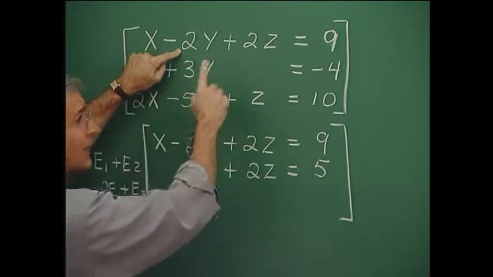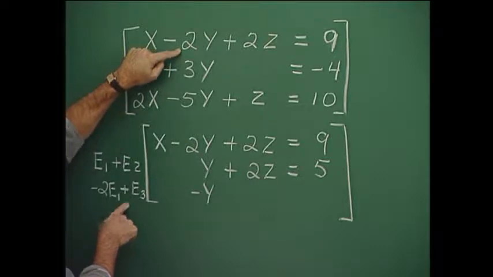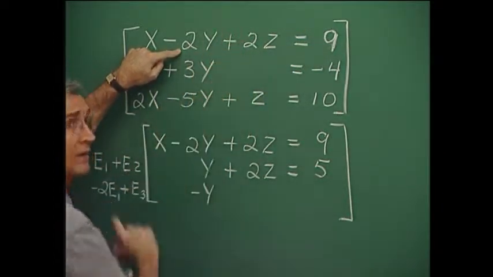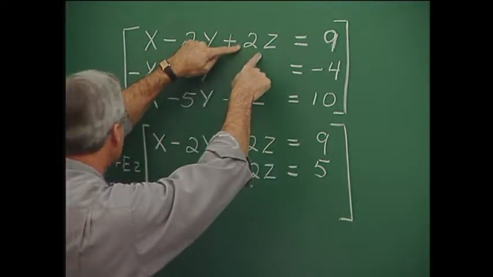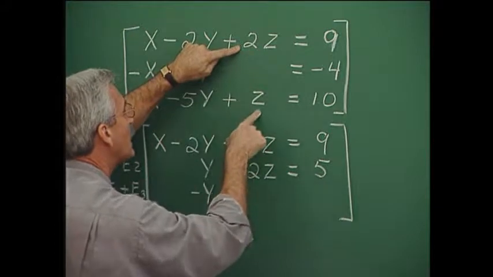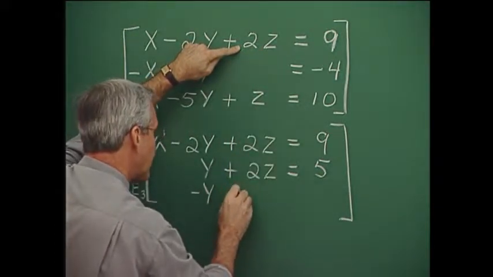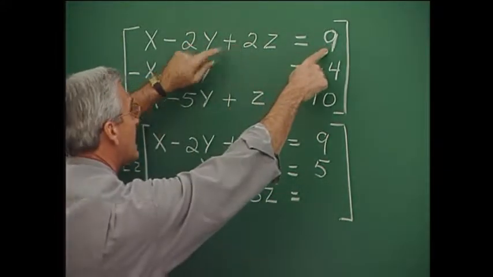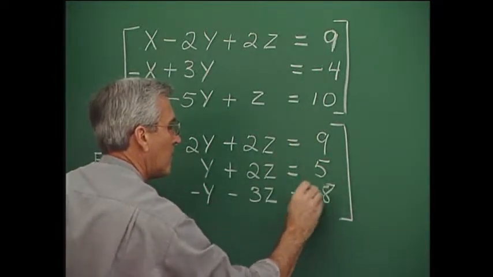If you get confused as to what we're doing, refer back to our note here. It's negative 2 times every item in equation 1 plus the item in equation 3. All right, negative 2 times 2z is negative 4z, plus 1z is negative 3z. Negative 2 times 9 is negative 18, plus 10 is negative 8.